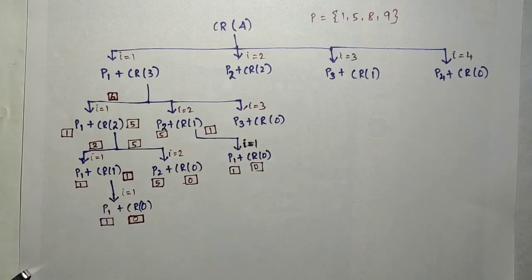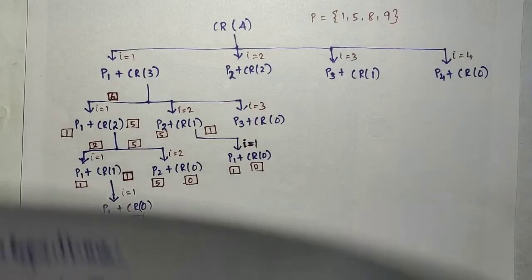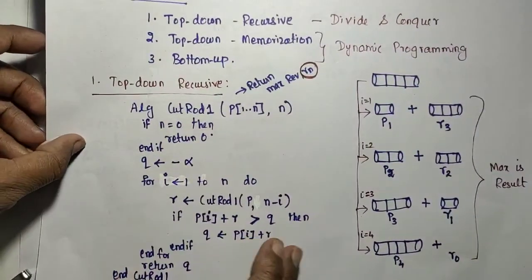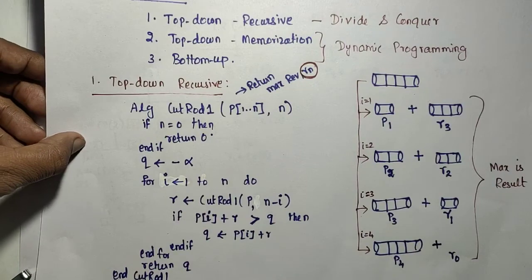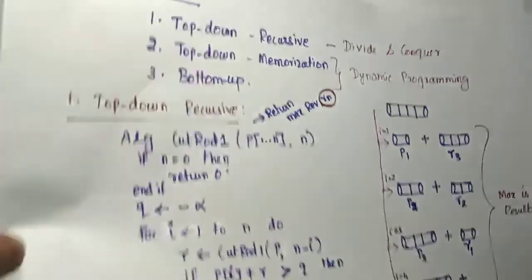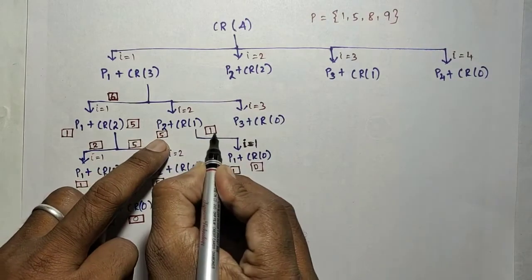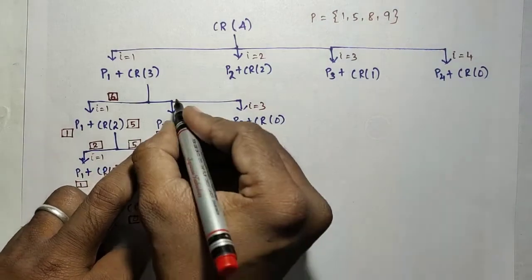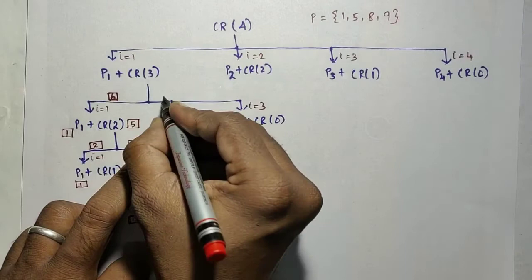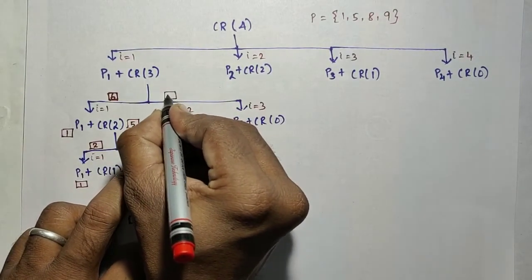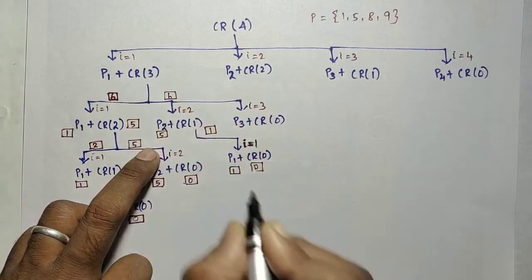Okay, if you execute this algorithm, you will get the solution, but unnecessary recomputations will happen in this algorithm. That is what we are seeing here. Again, 1 plus 5 is 6. So we get 6 as the maximum revenue for this branch.